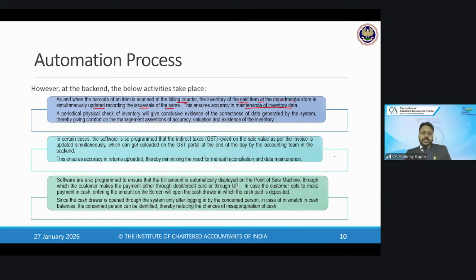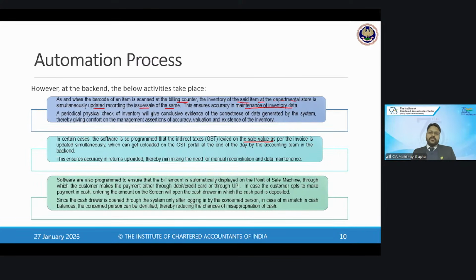In certain cases, the software is also programmed so that it can factor in the GST or indirect taxes levied on the sale value as per the invoice. So they are very well factored. Whatever the GST rate is on different items is automatically fed into the system, and the system simply reads the GST rate from that table as soon as the item's barcode is scanned, right? So GST also gets populated for the respective items.